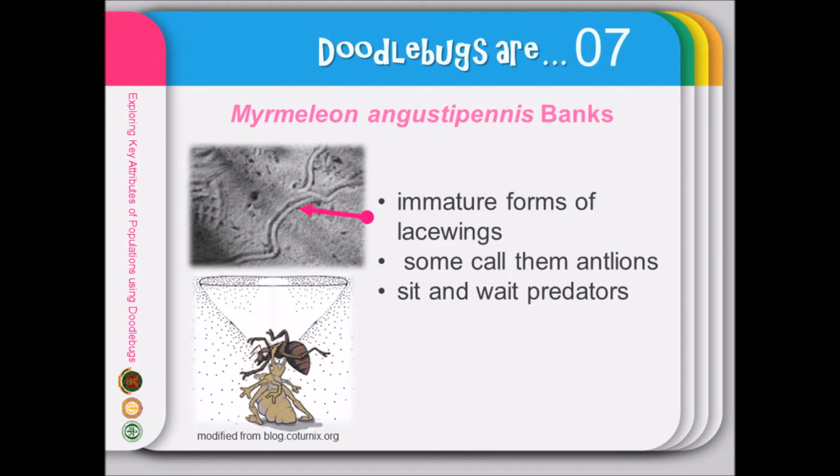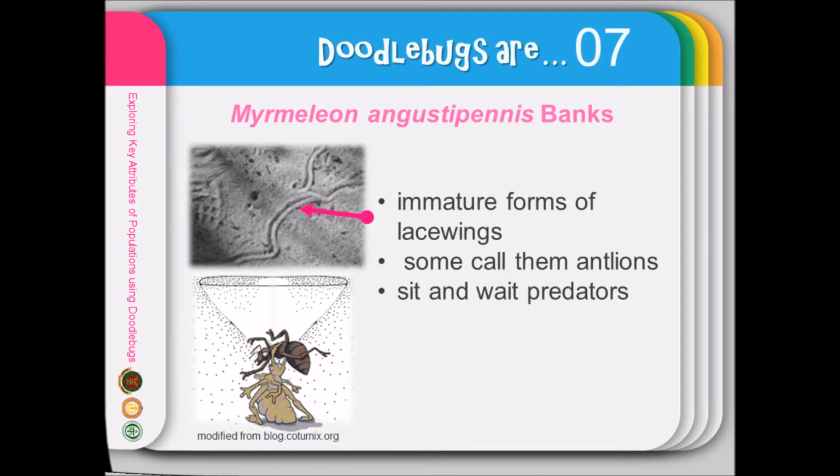Doodlebugs are immature forms of lacewings. These are insects from the order Neuroptera. This particular species is Myrmeleon angustipennis Banks. It was first described and collected from Los Baños in 1916. Doodlebugs are also known as antlions. These immature insects are sit-and-wait predators that feed mainly on ants that fall into their sandy pit traps. Their constant search for the most ideal spot to form these pit traps forms doodles along the soil surface, hence the name doodlebug.